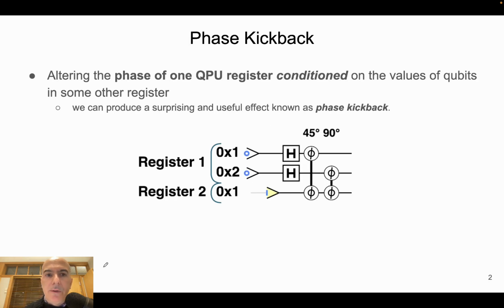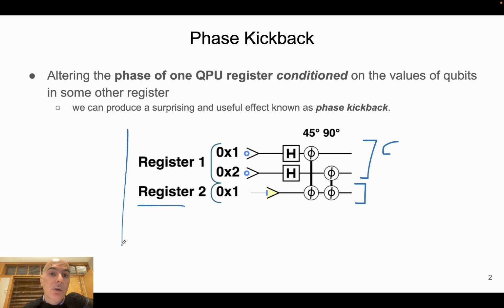By altering the phase of one qubit register conditioned on the values of the qubits in some other register that are in superposition, we can produce a surprisingly useful effect known as a phase kickback. In the phase kickback quantum circuit, we're going to have our control qubit system, in this case a 2-qubit system, register 1. This is going to be the control qubit system. And then we have our target qubit system that is register 2.